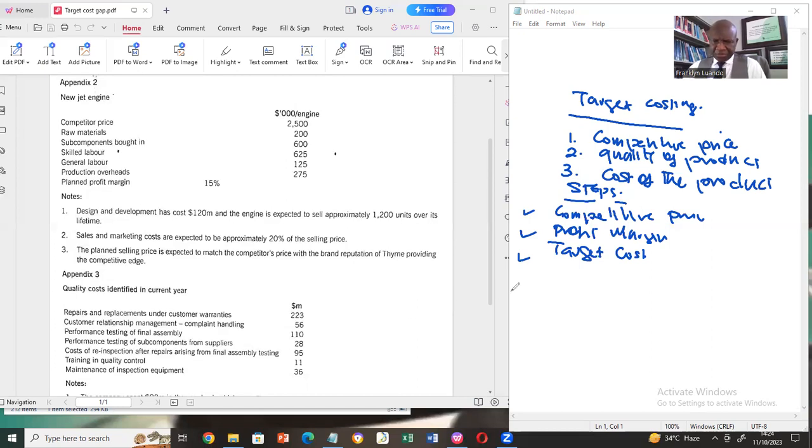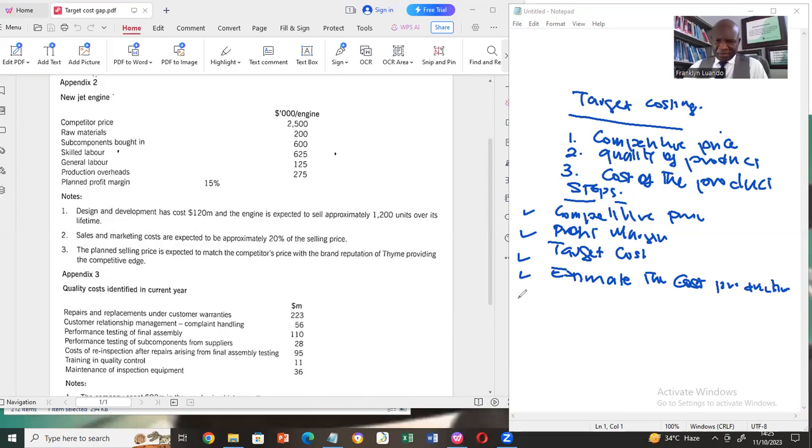Number 4, estimate the cost of production of the product, taking into account the current price levels and the product specification.